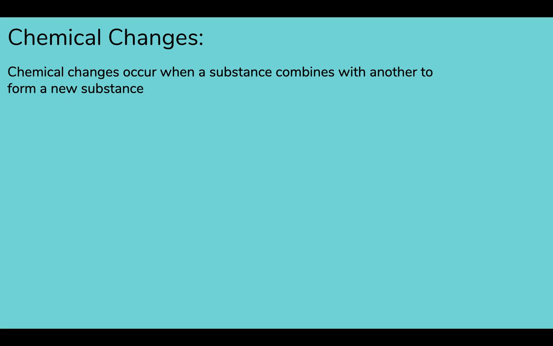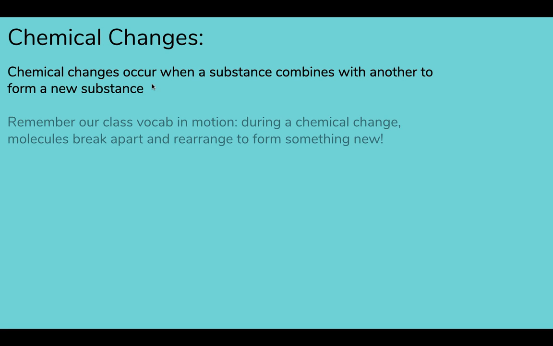Now, the second type of change are chemical changes. These happen when two substances combine to form a new substance, sometimes more than one new substance. The key word here is new. You are creating something that wasn't there before the change.